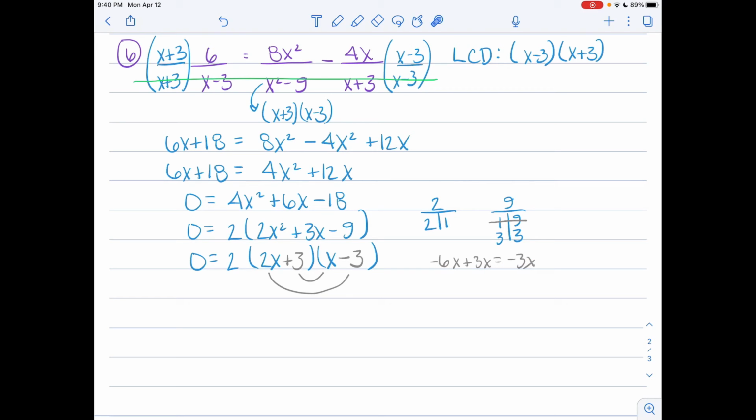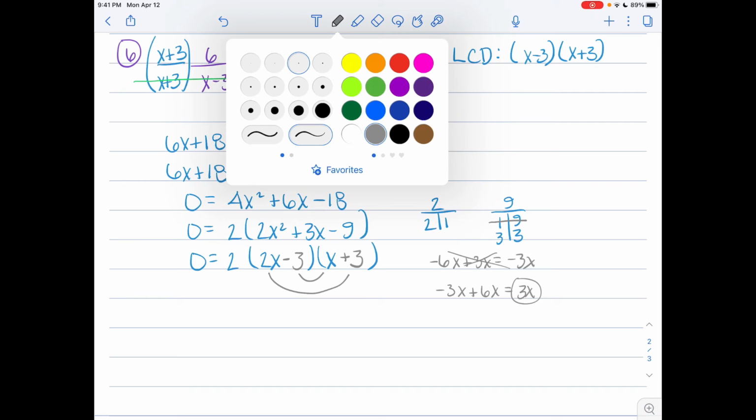I want a positive 3x. You don't have to write this off to the side if you don't want to. I'm just reminding you how this works. Okay, so this isn't going to work. So next I'm going to try swapping the signs out. Negative 3 and positive 3. And now, let's cross this one out. Now I'm going to have negative 3x plus a 6x. And so that will be a positive 3x. And yes, now I have the number that I needed. So my guess and check is done, and I'm ready to continue solving.